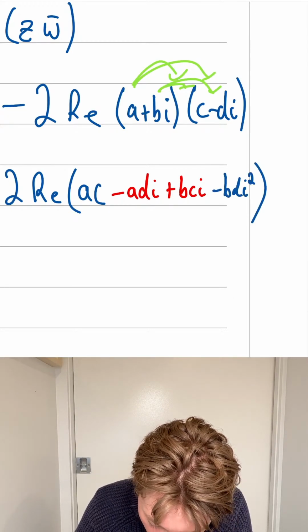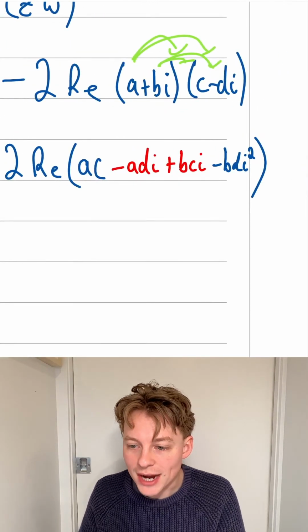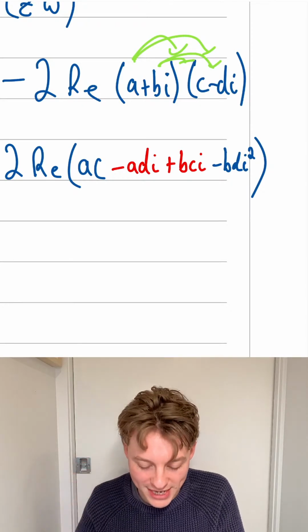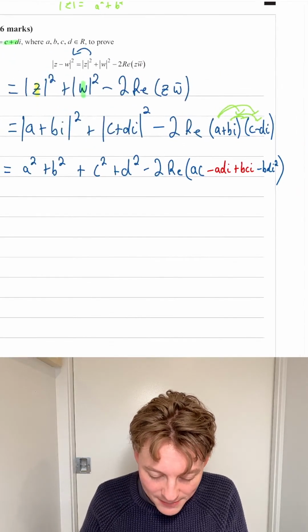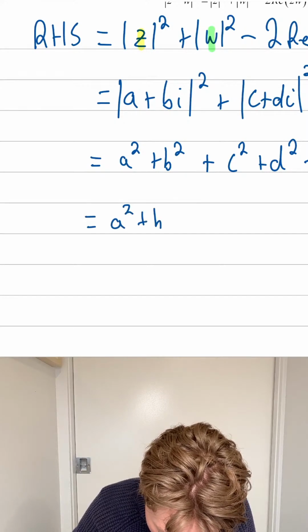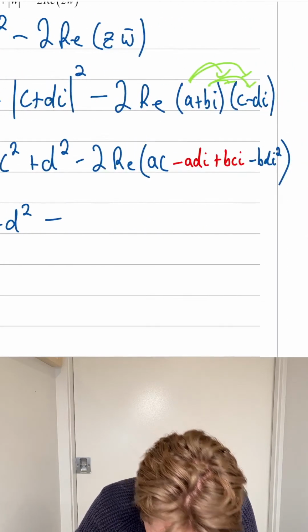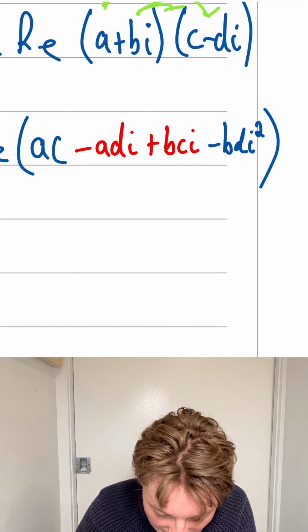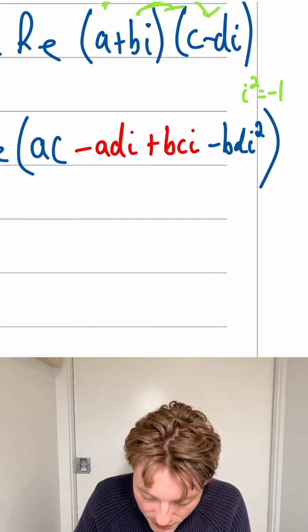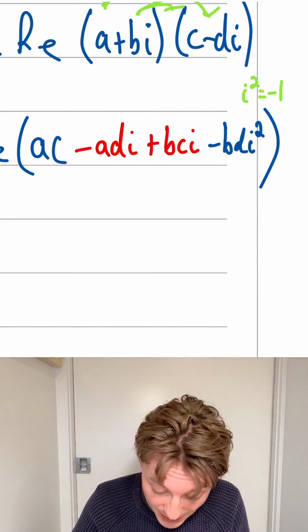BDI squared. Now, we hopefully know that I squared gives negative 1. Like we might have expanded these a few times to already know what that answer is going to be. I may as well rewrite everything out just to make it look neat and make sense. That's A squared plus B squared plus C squared plus D squared minus 2. If I consider everything inside here, I squared equals negative 1, so negative BD times negative 1 is actually going to become plus BD.